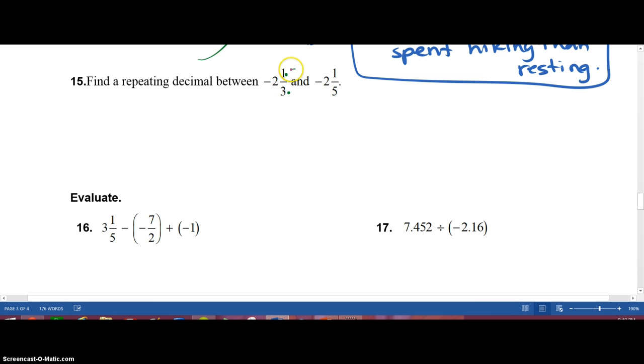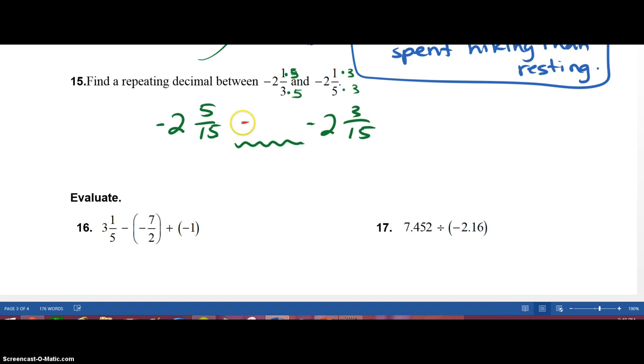So I'm going to multiply the first fraction by 5, top numerator and denominator, and the second fraction by 3. So I have -2 and 5/15 and -2 and 3/15. So I'm actually going to find out, well, what should be in the middle between those two numbers, and I'll have -2 and 4/15. Now if I were to divide 4 by 15, I would get a repeating decimal there.